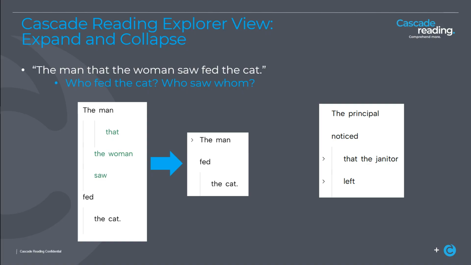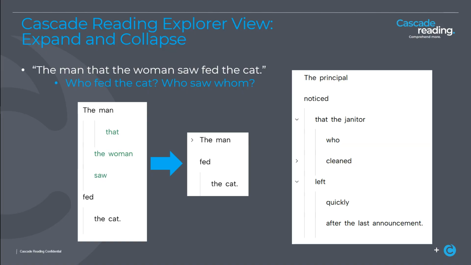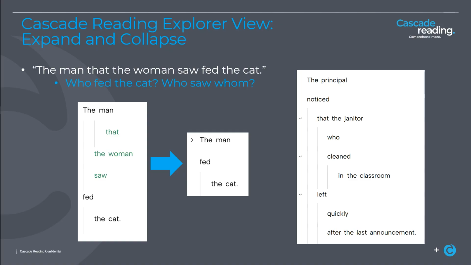And what can be particularly helpful is to start at this core sentence and work backwards to get more and more complex information. So the principal noticed that the janitor left. The principal noticed that the janitor left quickly after the last announcement. Now we get more information about left. The principal noticed that the janitor, who cleaned, left quickly after the last announcement. Now we have more information about the janitor. It's the janitor that cleaned. The principal noticed that the janitor who cleaned in the classroom left quickly after the last announcement.